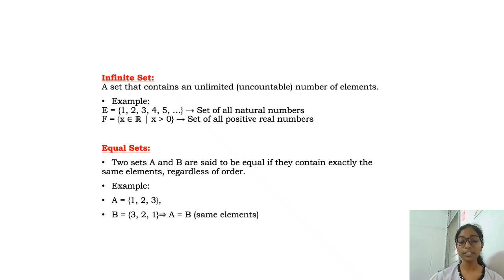Equal sets. Two sets A and B are said to be equal if they contain exactly the same elements, regardless of the order. For example, A equals {1, 2, 3} and B equals {3, 2, 1}. A equals B. They contain the same elements.